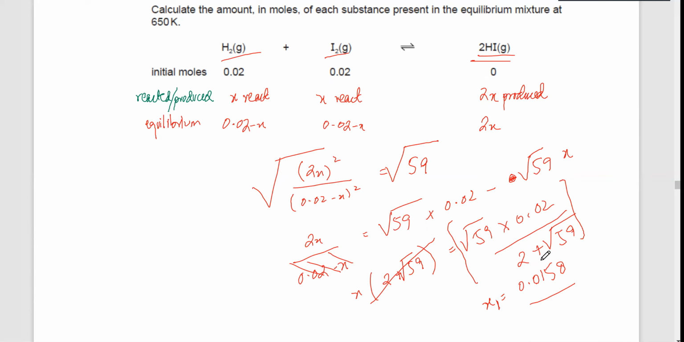Acha, and this value, is this the correct value? I think it's going to give you positive values. If you substitute this value into the expression, it's going to give you positive values. So I think you don't need to actually find the other value. Spend time on the other one if the first one is not giving you positive moles when you try to find equilibrium moles.